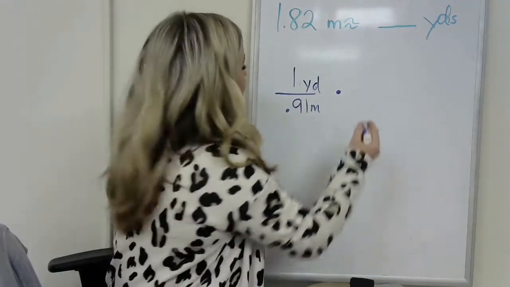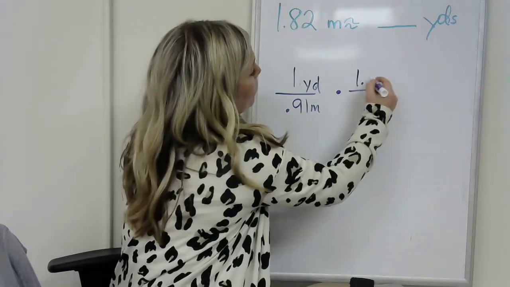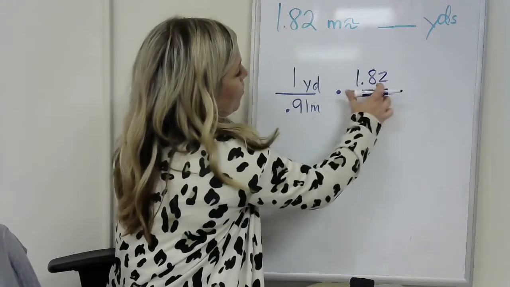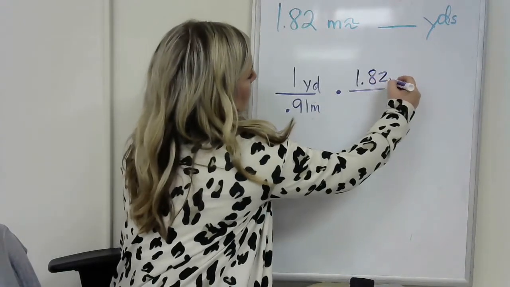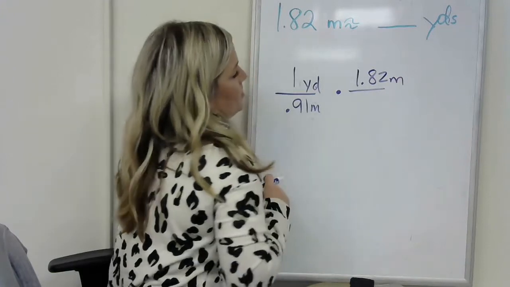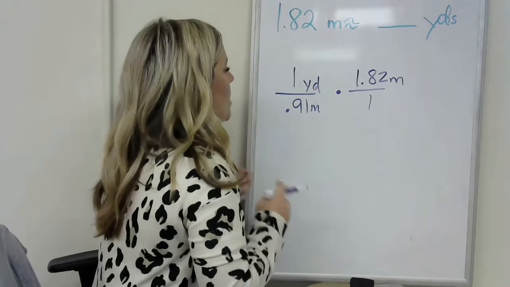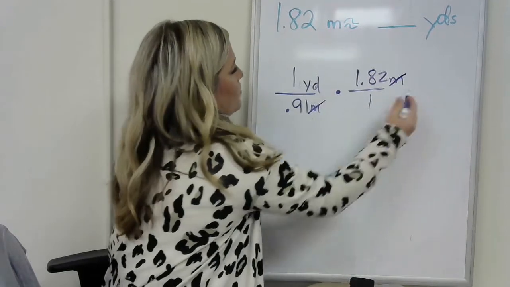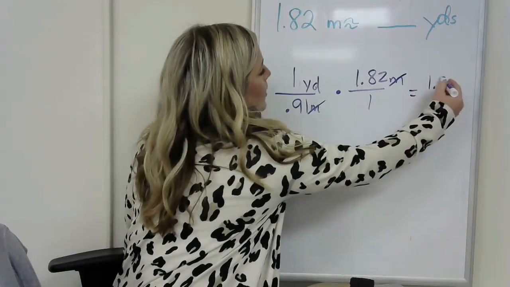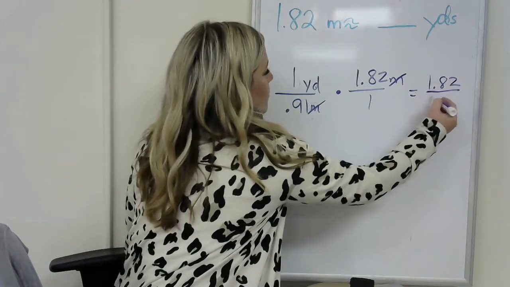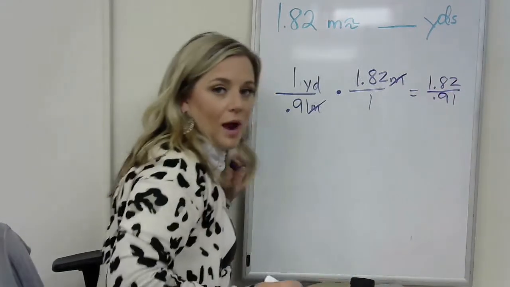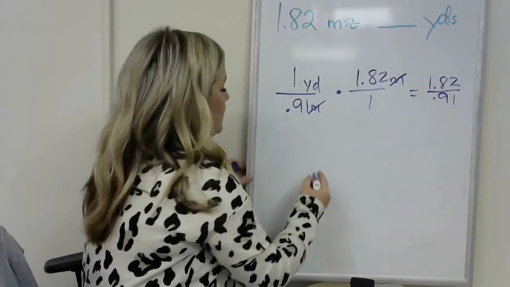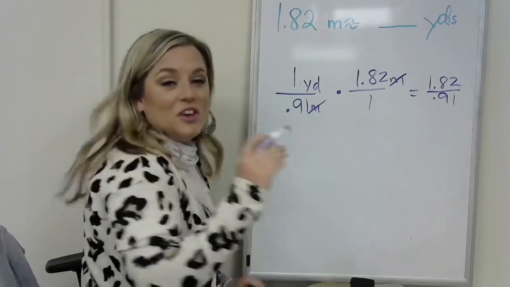I apologize. All right, so we're wanting to go from 182 meters, and we want to go to yards, okay? And this is just over 1. All right, so I can cancel out my meters. All right, so now when I multiply this across, I have 1.82 over 0.91. All right, so I'm going to have to divide that. Kind of scary, huh? Not for us.